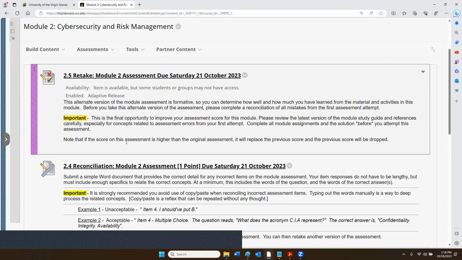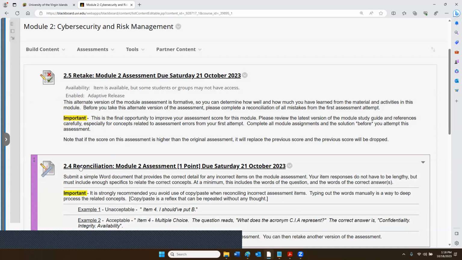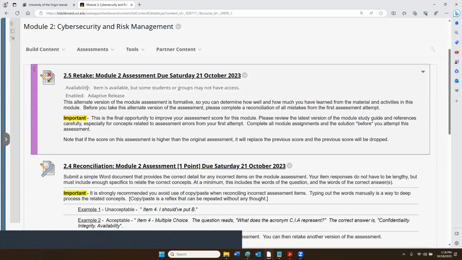Okay. The other thing that we started doing is we posted a condition for the retake so that you have to upload at least one submission for the reconciliation in order for the retake to be accessible. Can everyone see the due date here? This Saturday, 21 October?